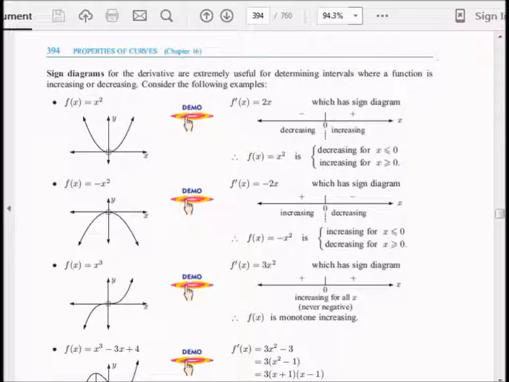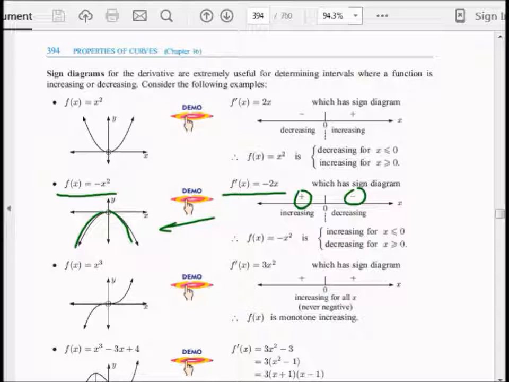Let's look at the rest of these examples. We've got here f of x equals -x squared, and this is what the graph looks like. The derivative of that is -2x. We can draw a sign diagram very similar to the one above, but here it's positive and here it's negative, which means that our original function over here is increasing up to 0 and then decreasing for x bigger than 0.